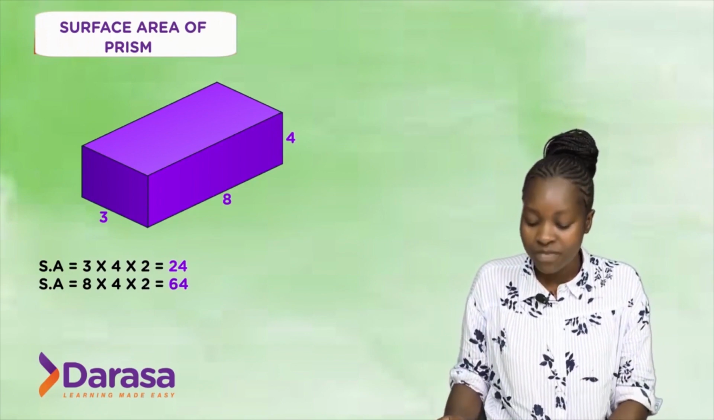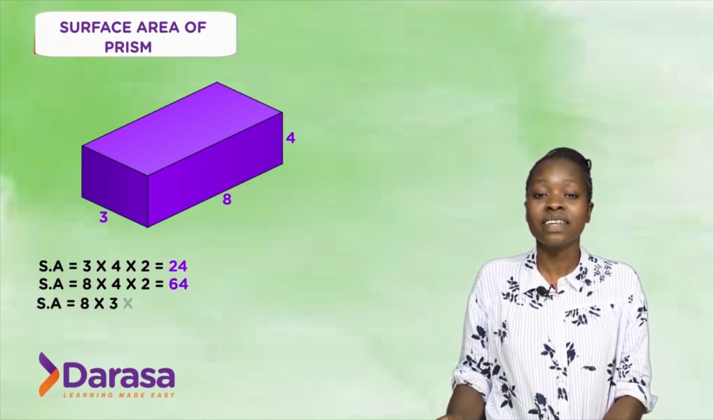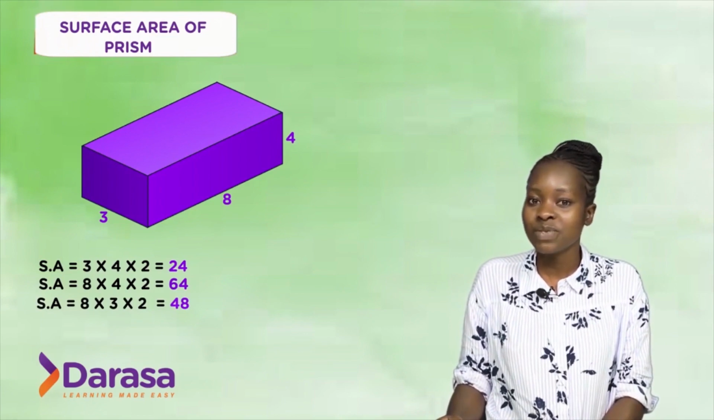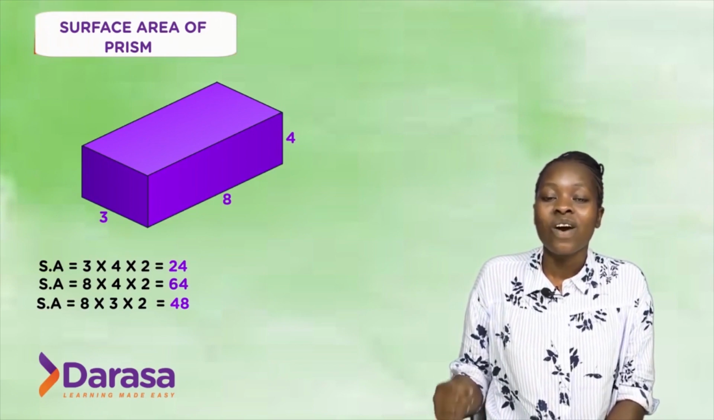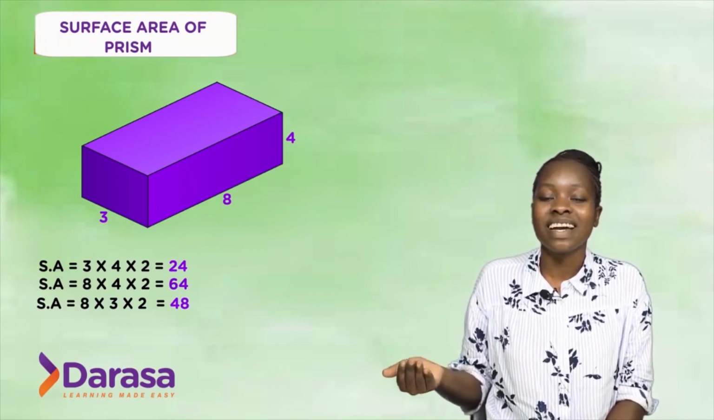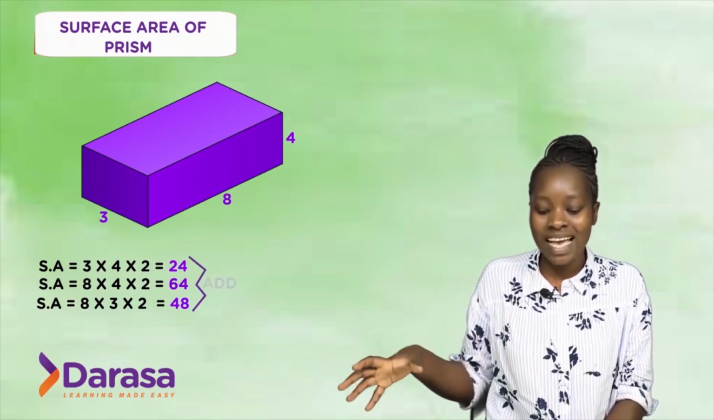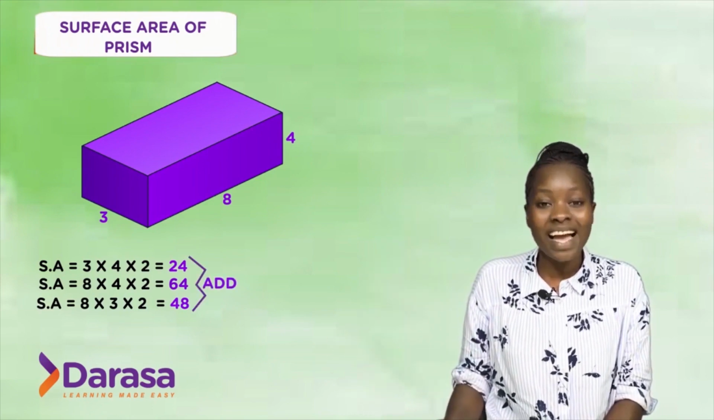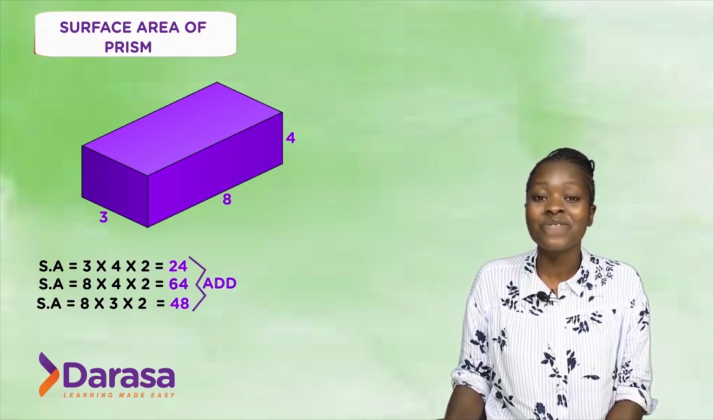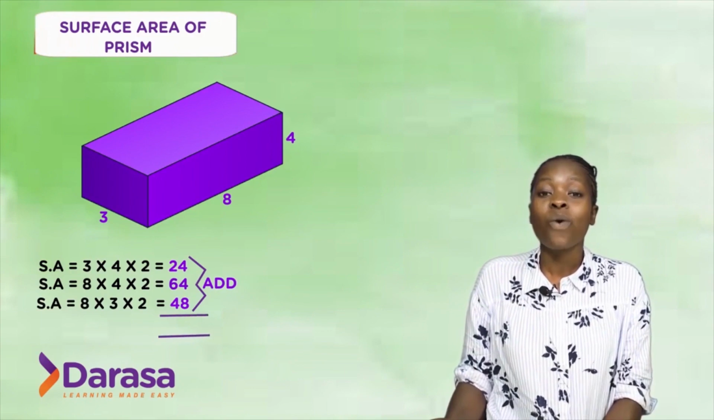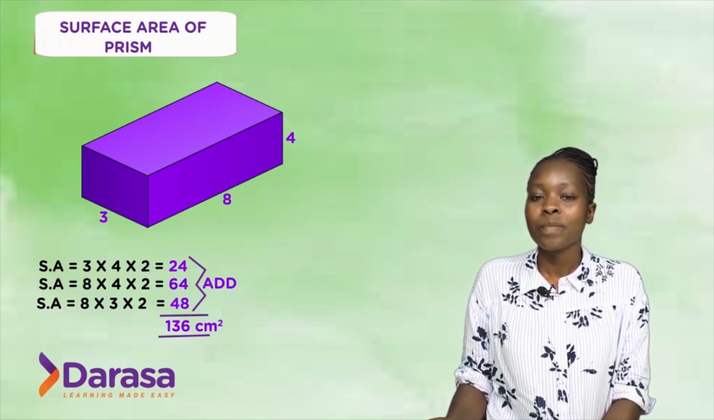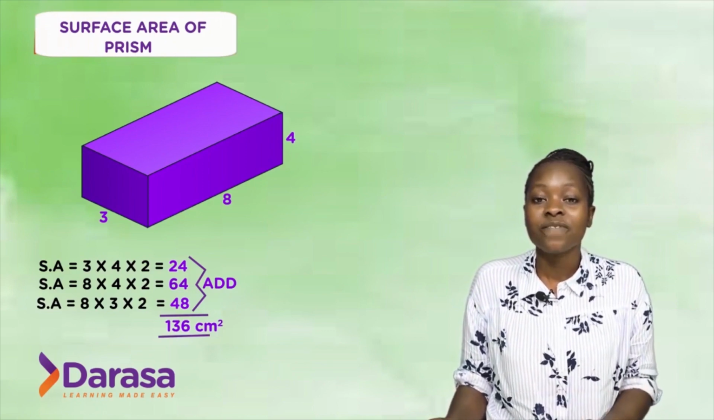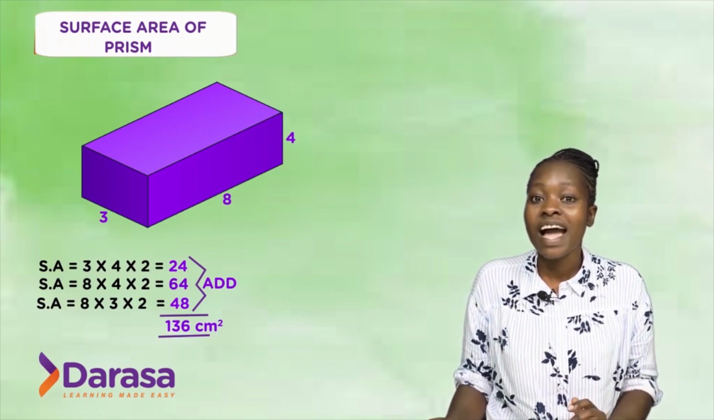Now, the last side we have 8 times 3. 8 times 3 is 24. 24 times 2 is 48. Now, after that, we have the sides, but we don't have the surface area. So we have to add all the sides. So we take 24 plus 64 plus 48. And when you add this, you're going to get the surface area as 136 centimeters squared.